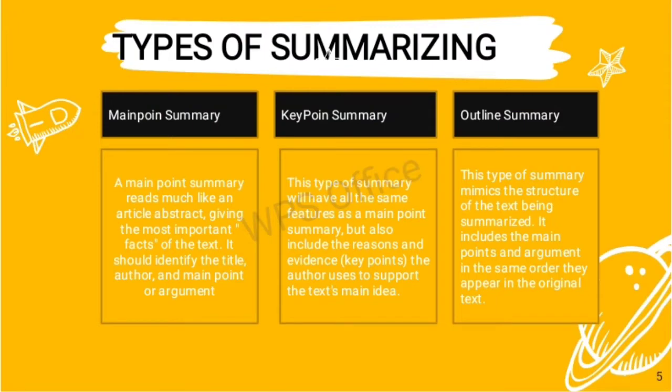Next is the types of summary. There are three types of summary. First is the main point summary. A main point summary reads much like an article abstract, giving the most important facts of the text. It should identify the title, author, and main point or argument. When relevant, it can also include the text source, like a book, essay, periodical, journal, etc.